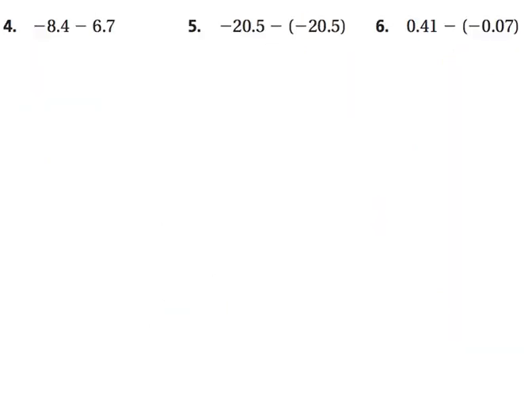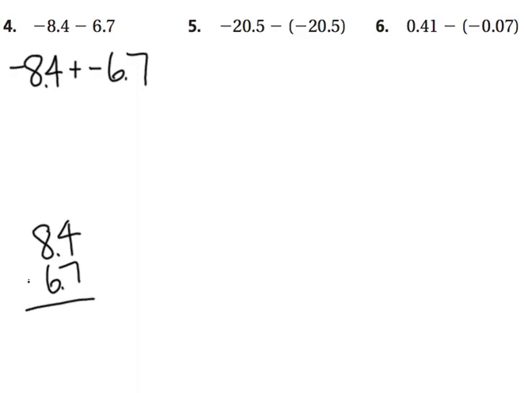Okay, next, number 4, we're going to rewrite it, keep, add, opposite. These have the same signs, so I'm going to add the absolute values, line up your decimal point, and we're going to use the same sign as what those both started with. So a negative plus a negative is more negative. So we get negative 15 and 1/10.